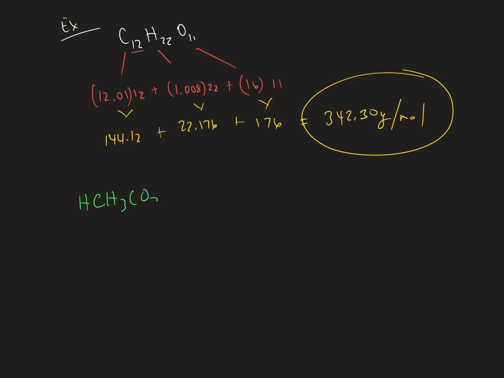HC2H3O2? All right. We could do one step at a time, or we can see, how many hydrogens do we have? 4. 1.008 multiply 4. Does everybody follow me? How many carbons do we have? 2. So 12.01 multiply 2. You understand where I'm getting the 12.01, guys? Okay. And the oxygen, 16 multiply 2.